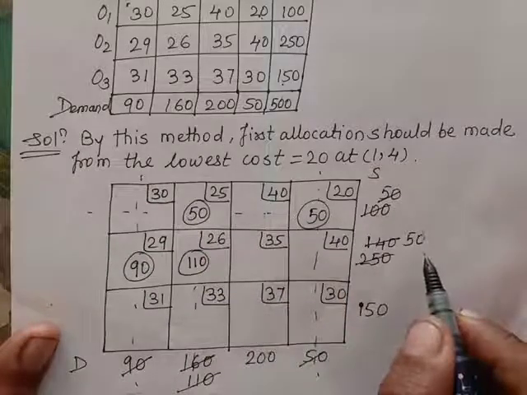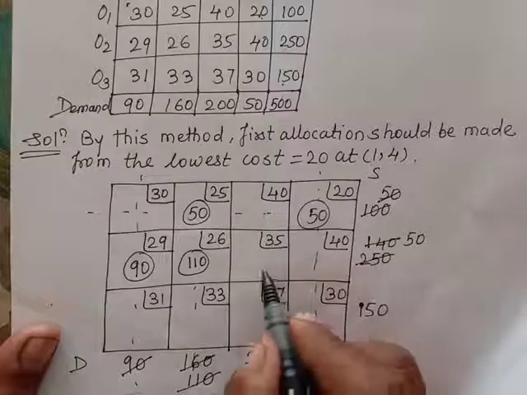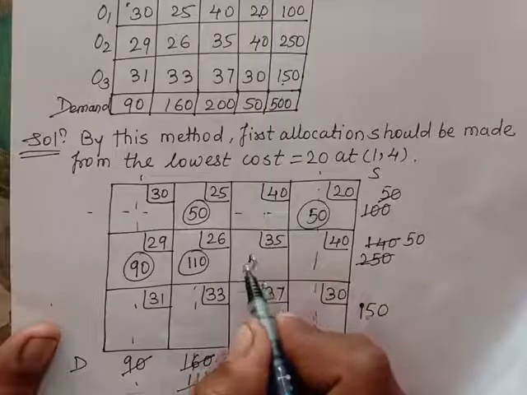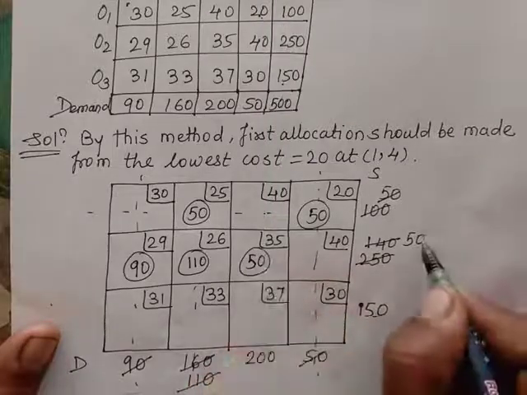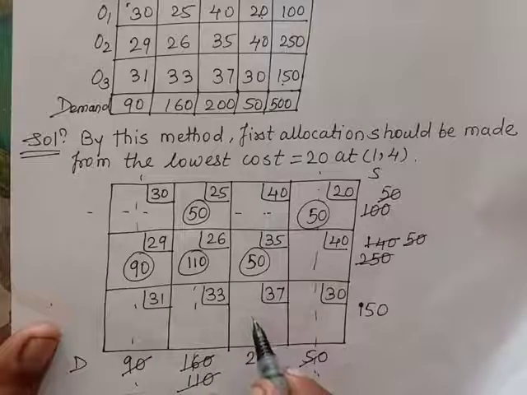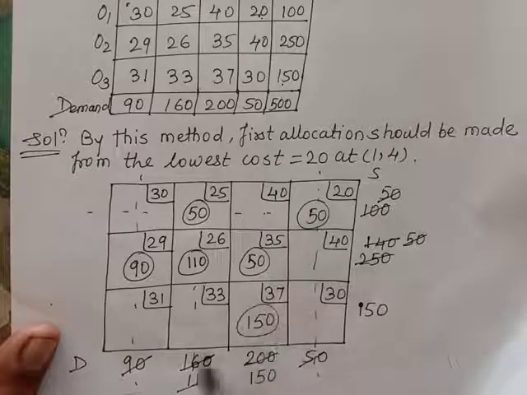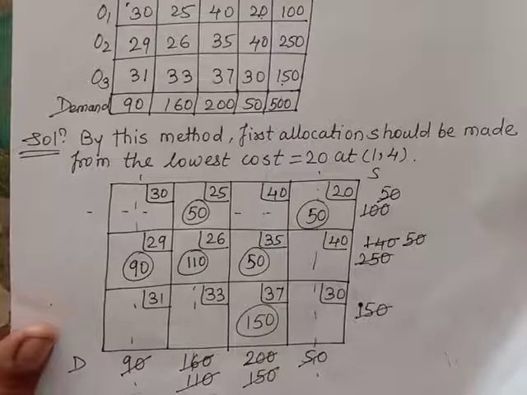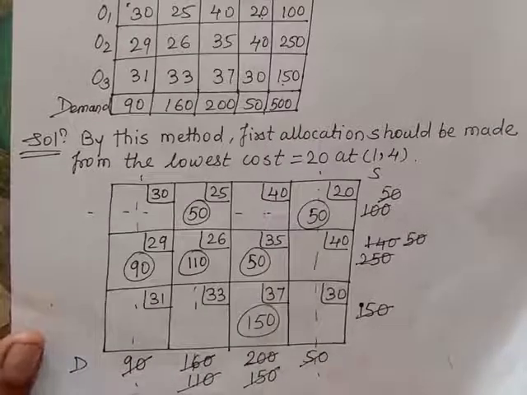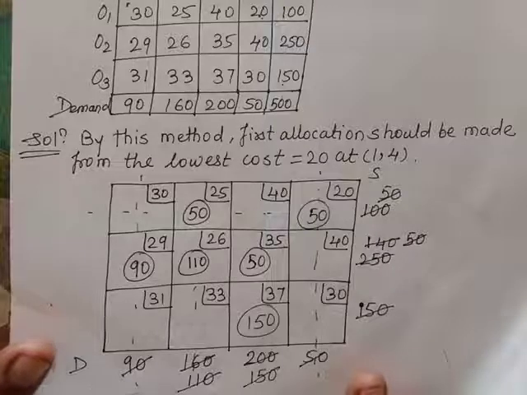So here we will do the allocation. How much? 50. And here we need to do the allocation. How much? Due to 50, here 150 will be left, and here we will do the allocation 150. Due to that, this row as well as this column gets satisfied. Fine. So as such, the least cost method is applicable.